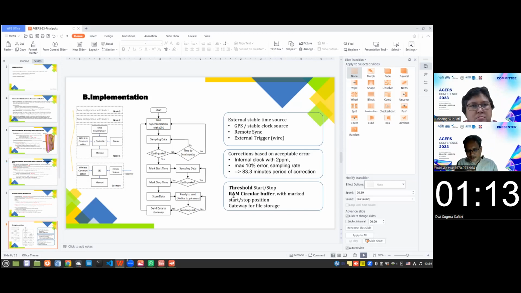And then when the earthquake starts, you note the time, and when the shaking stops, you note the time, and then cut this memory and send it to the gateway or to the server. That's how we do it. That's what we recommend.